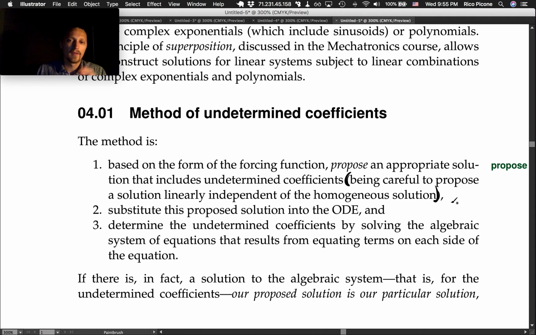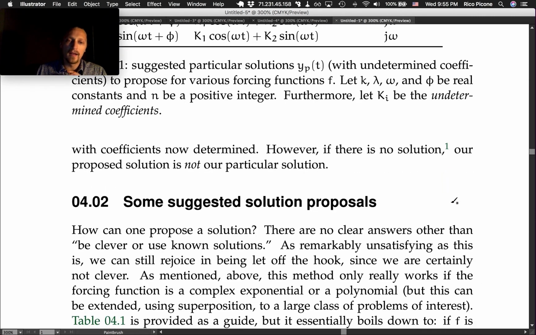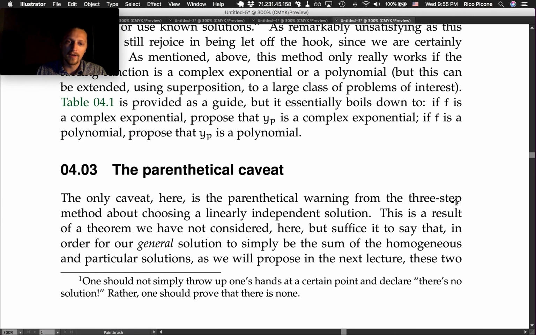It says, being careful to propose a solution linearly independent of the homogeneous solution. Which means that although the homogeneous solution doesn't explicitly enter into our method here, it does mean that we have to have it first. So you have to do the homogeneous solution first, and then you can get the particular solution. It's sort of an edge case. Most of the time you'll be fine if you don't check this, but it's good to check in case it occurs.